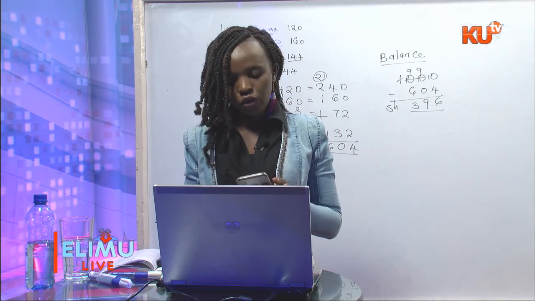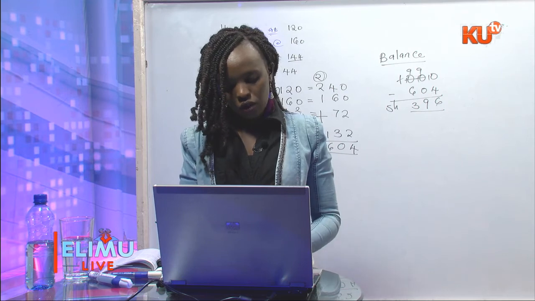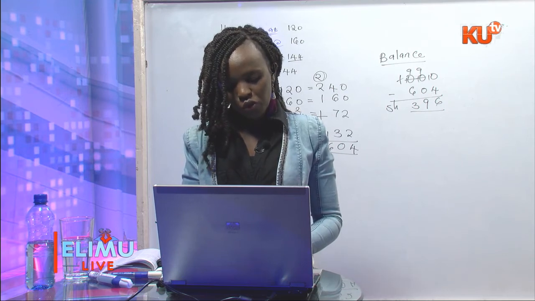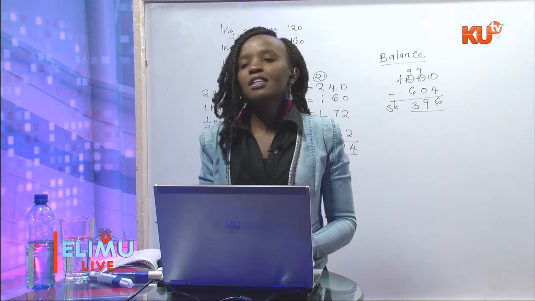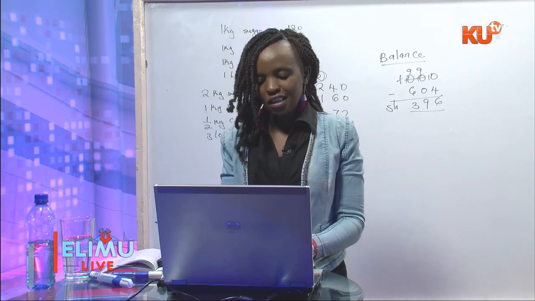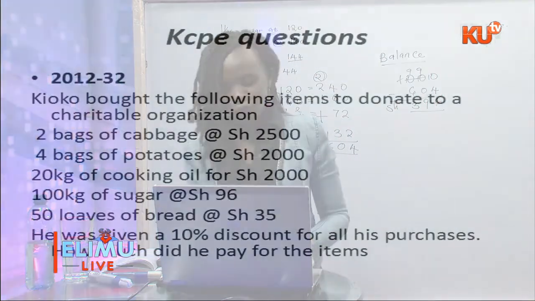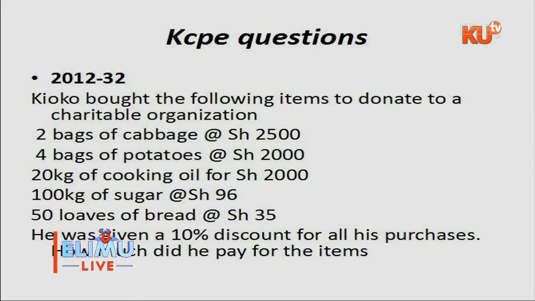So I want us to skip and go to year 2012, question number 32. Question number 32 for 2012 reads, Kyoko bought the following items to donate to a charitable organization.